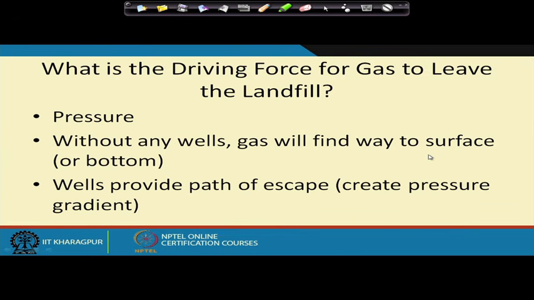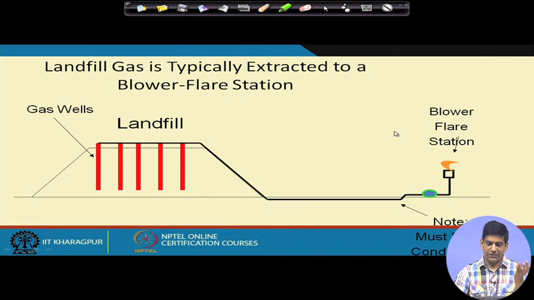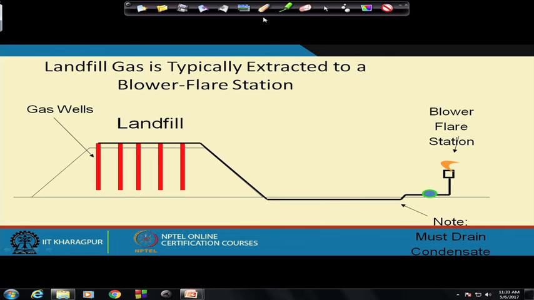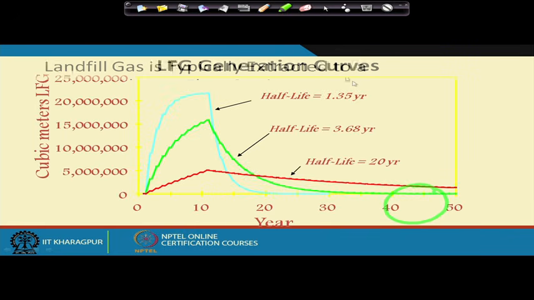And what is the driving force? We talked about pressure. Without any well, the gas will go either to the surface, bottom or top. What the well does is provide a path of escape and create the pressure gradient. So once you have all these landfill gas wells installed, the gas will go to a header pipe, and the header pipe will take it either to a blower flare station or for energy generation. Once the landfill gas comes out, it will cool down, and certain condensate will be formed. That condensate needs to be removed before it's flared, because that's moisture, and moisture creates a problem.